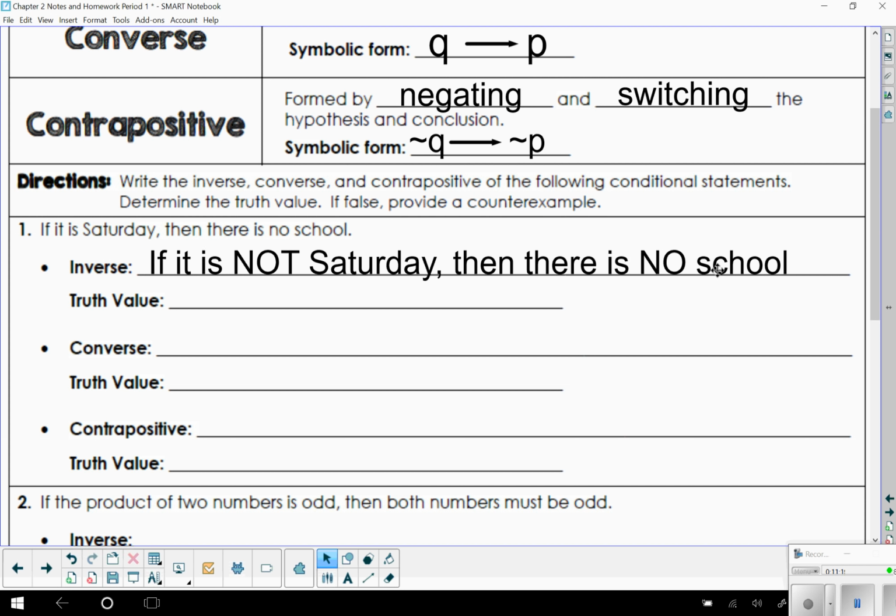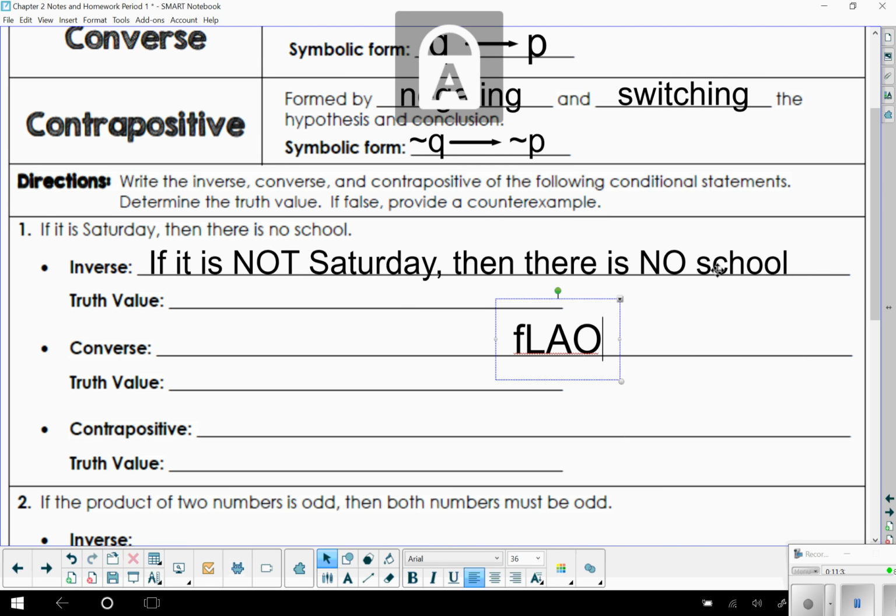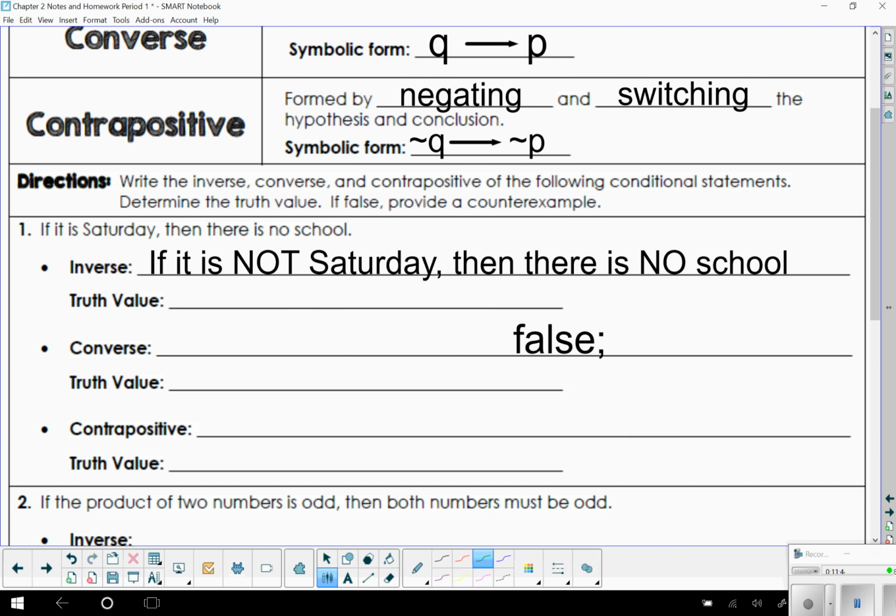Okay, so is that true or false? If it is not Saturday, then there is no school. Think, think, think. It's false, and then give your counterexample. Remember, you've got to give the counterexample. So what day of the week? Sunday.